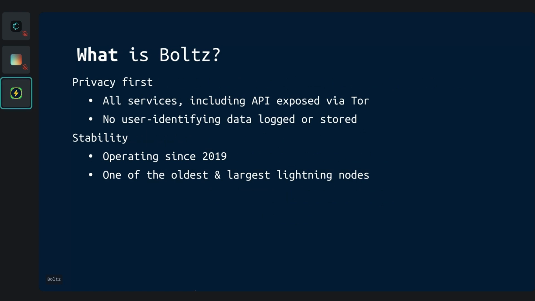So at Boltz, we value privacy. So we have a privacy-first approach. So all services, including the API, by the way, are exposed via an onion address on the Tor network. And it goes without saying that we do not store any user identifying data simply because we don't even have them. We are operating since April 2019. And yeah, our Lightning node is running since then. So one of the very early versions of LND on mainnet, and by now is one of the oldest and largest Lightning nodes on the network.